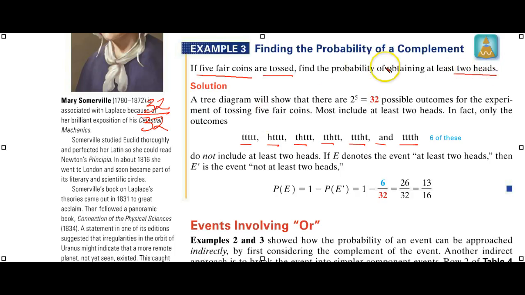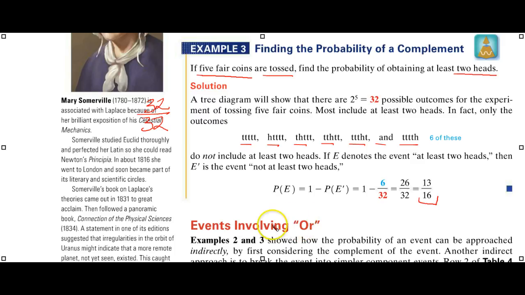So, in using the probability of complement formula, you're saying the probability of the event is equal to the whole, which is 32 out of 32, minus the complement of E, that is, where you don't get at least 2 heads, which is 6. So 1 minus 6 out of 32 gives you 26 out of 32. Remember, you have to change this 1 to the whole 32 out of 32 so you can deal with fractions, and then you simplify, and there is your answer. You have found it by using the not, that is the complement.